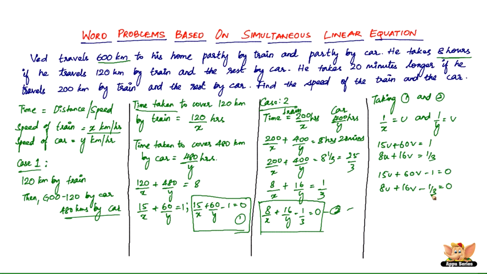So now, since we've got a fraction here, we need to change this whole equation. So let us multiply throughout by 3. So this equation will be as it is. Now this will change to, if we multiply throughout by 3, 24u plus 48v minus 1 equals 0. So these are the new equations, 3 and 4. Now what we have to do is solve equations 3 and 4.